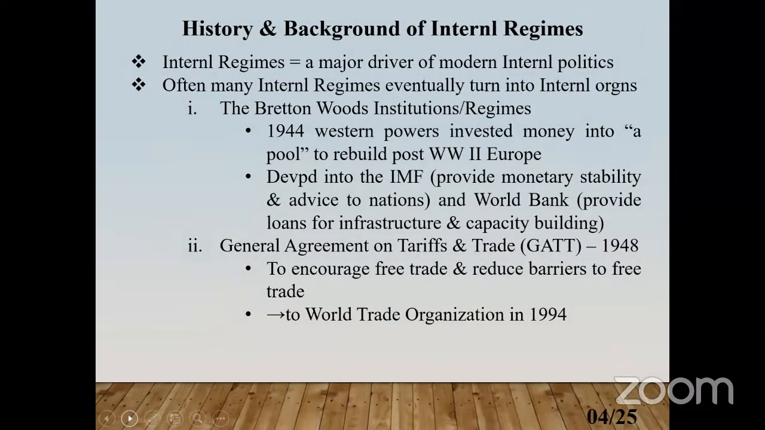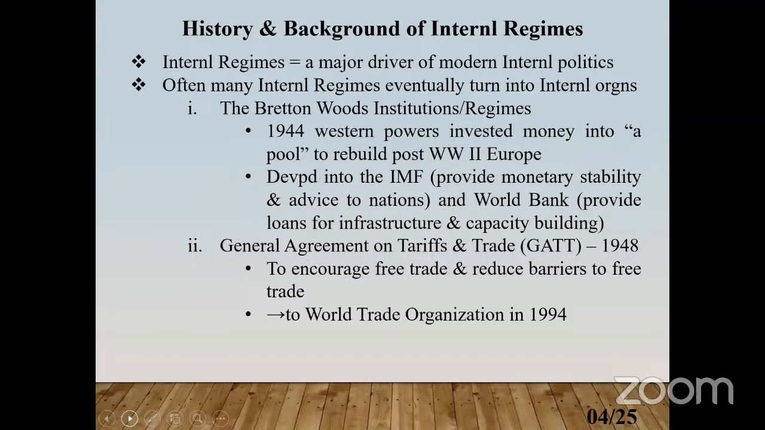Now, we look at the history and background of the international regime. These first 3, 4, 5 slides are trying to create the conception of what international regimes are. Now, generally, international regimes, one would agree, play a very pivotal role in international politics and relations. These regimes occasionally begin as institutions in terms of agreements, but could develop gradually into international organizations.